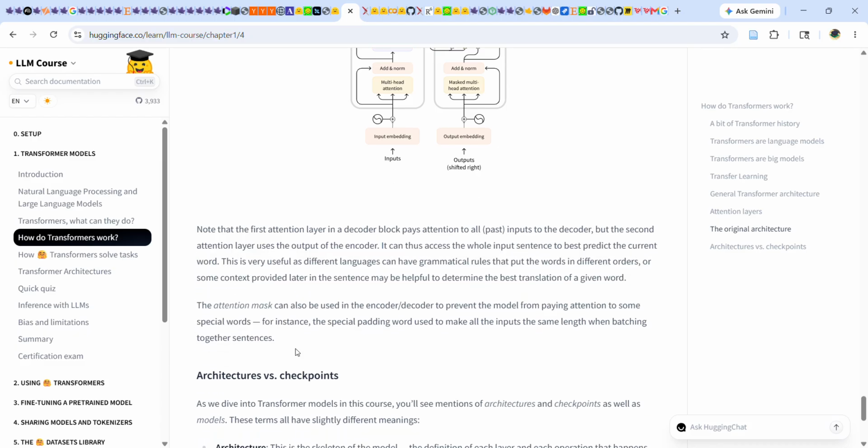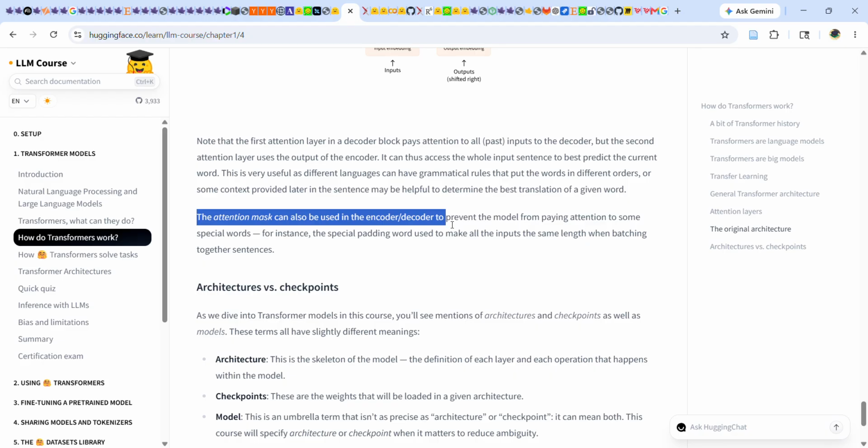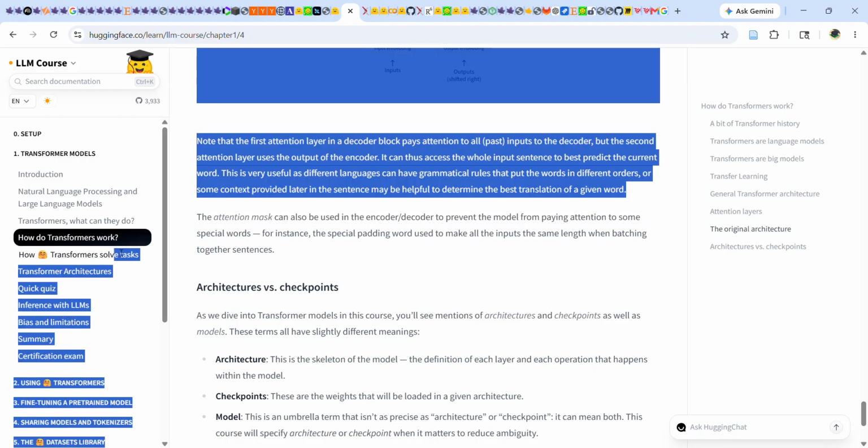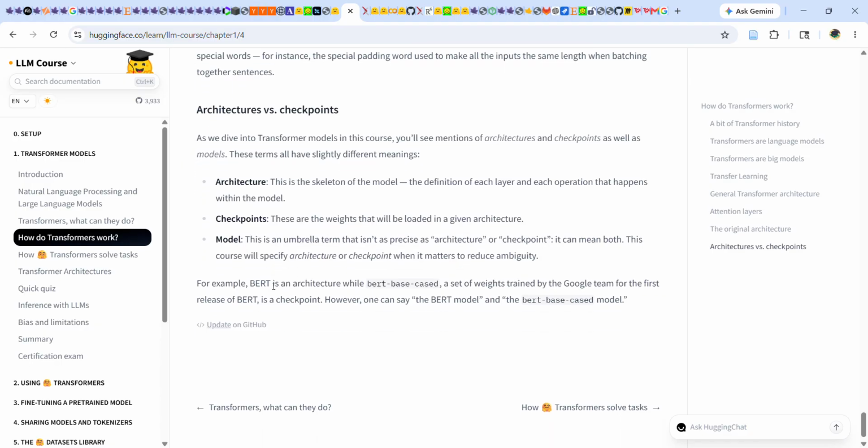It can thus hold input sequences, which is very useful as different languages can have different grammatical rules. The attention mask can also be used to prevent the model from paying attention to some special words. Next is architectures versus checkpoints.